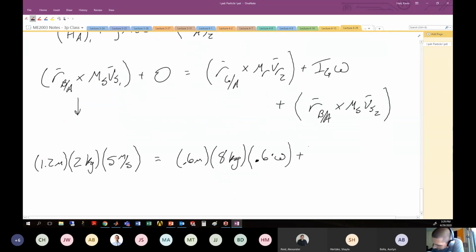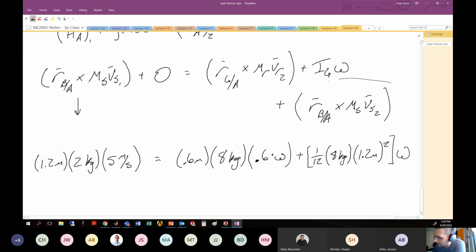I'm going to add to this the angular momentum of the rod, omega. The mass moment of inertia for a slender rod is 1/12 ml squared. The mass of the rod, 8 kilograms, times the length of the rod, 1.2 meters squared, multiplied by omega.